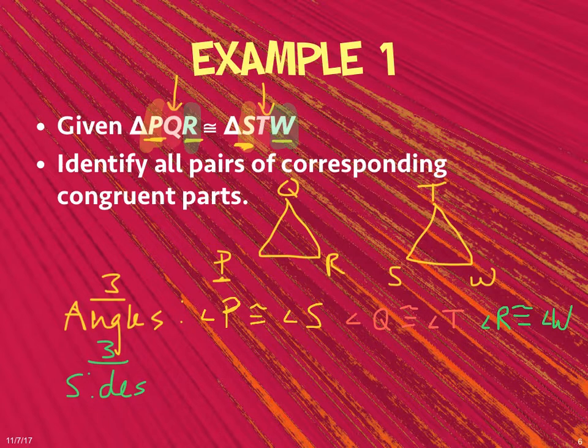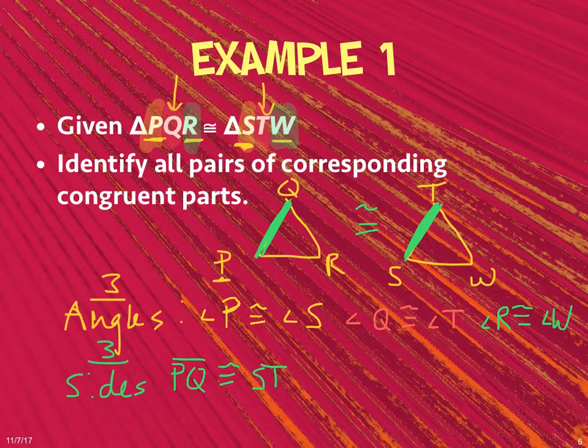Now we have to name the sides. So just looking at these two triangles, the pictures we drew, we know that they're congruent, so we have to name their congruent sides. Just looking at the left side and looking at the left side here, we know that these two sides are congruent. So we would say segment PQ is congruent to segment ST.